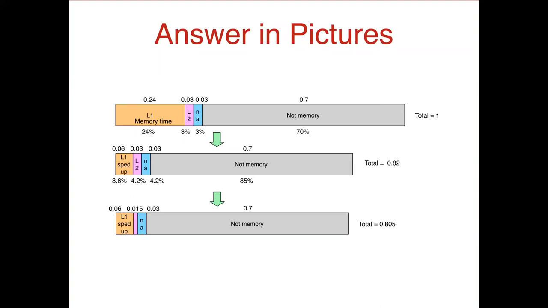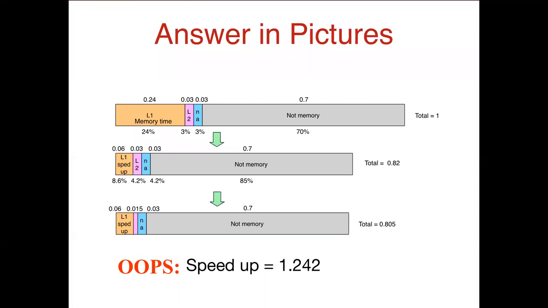And when we first apply our first optimization, where we speed up L1 by 4x, it now goes down to 8.6% of the execution time. It's now at 0.06 of the original total execution time. And then we can have our L2 time down to 0.015. And if we do the computation, we end up with a speed up of 1.24.